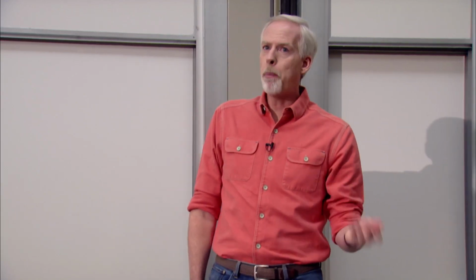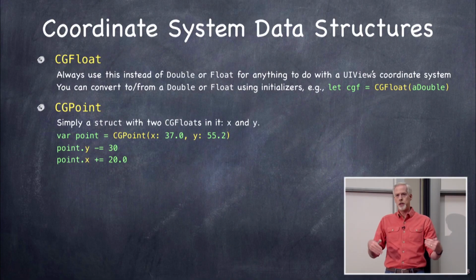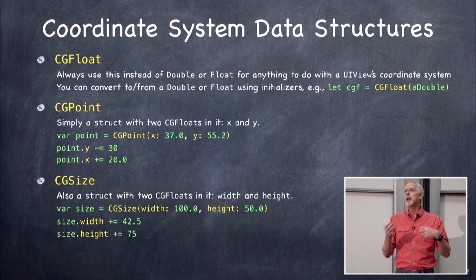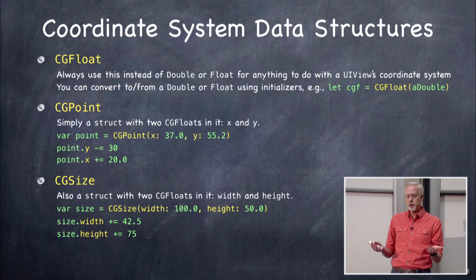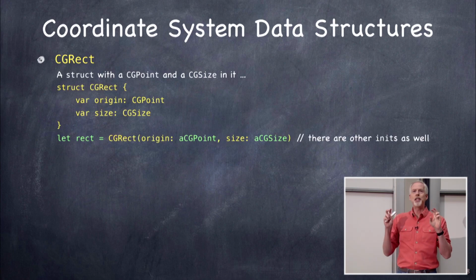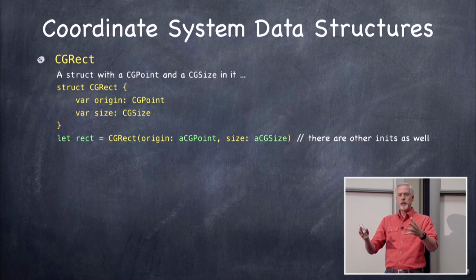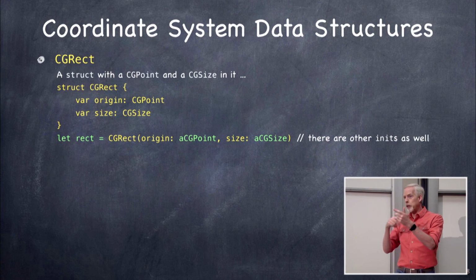Now, of course, there's CG point, which is just a struct with 2 things in it, x and y, which are both CG floats. And there's CG size, which is a struct that has 2 CG floats, width and height. So you got CG float, the base thing, then you got point and size. And of course, you can combine point and size into the very important CG rect. Now, CG rect defines a rectangle, obviously, including your view's entire bounds, or any rectangle you want to draw inside your coordinate system, you're going to use this.